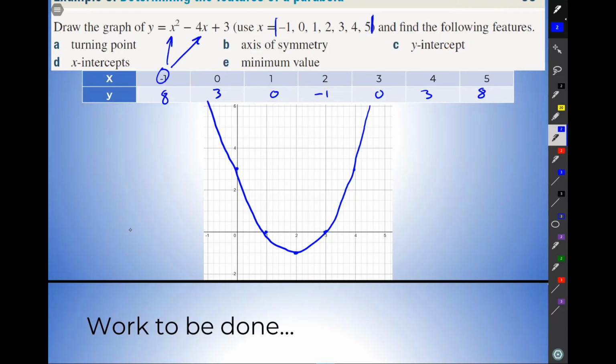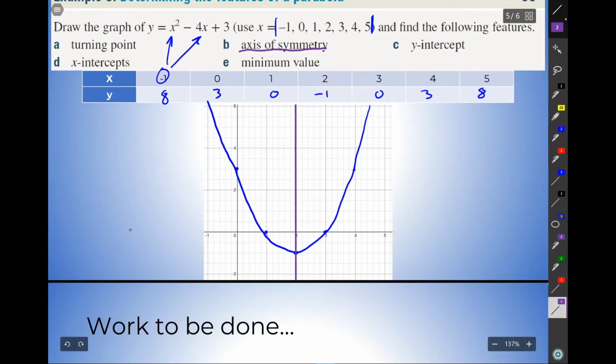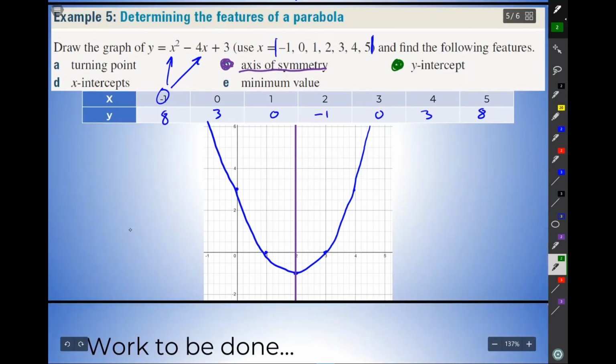So now we need to identify each of the points. Let's start with the axis of symmetry. That is just the straight vertical line that goes down through the lowest point. Okay, I'm going to do like color matching here. So B is the purple line. The y-intercept, I'm going to identify here with my green pen, is just the point here where the line crosses the y-axis. This point, where x equals 0.